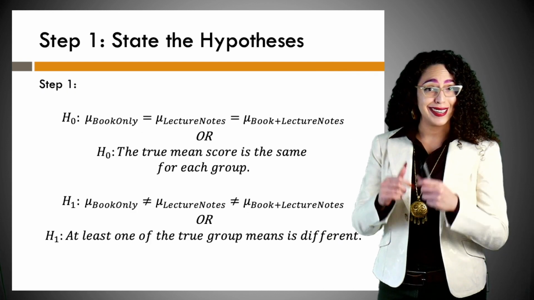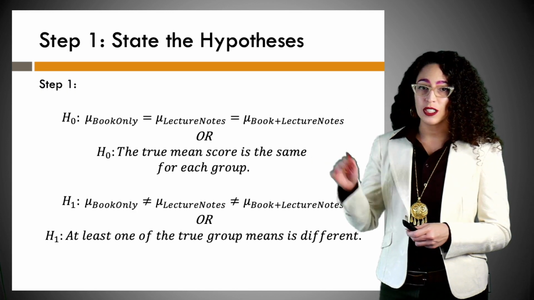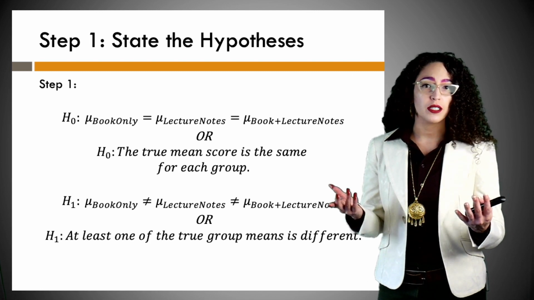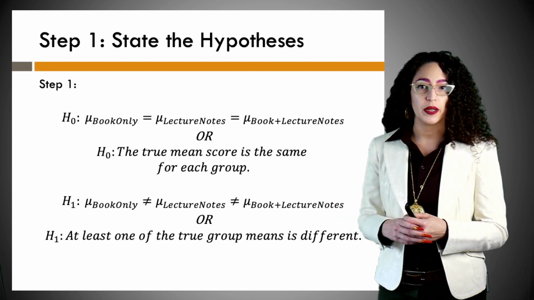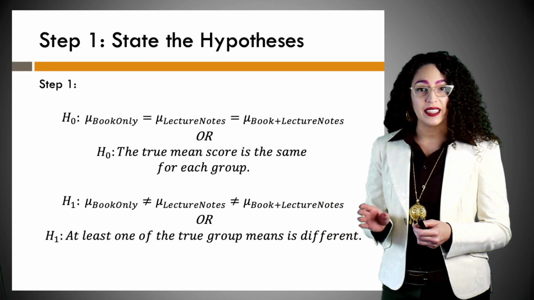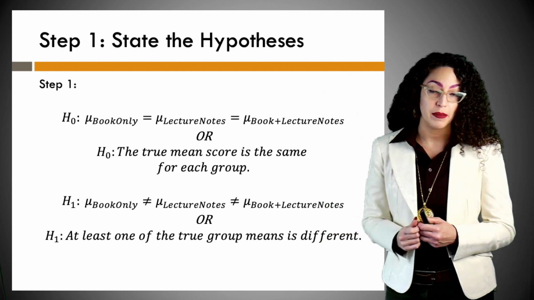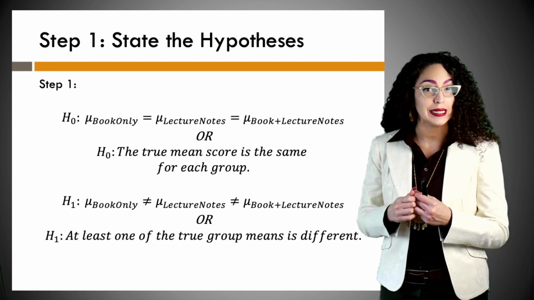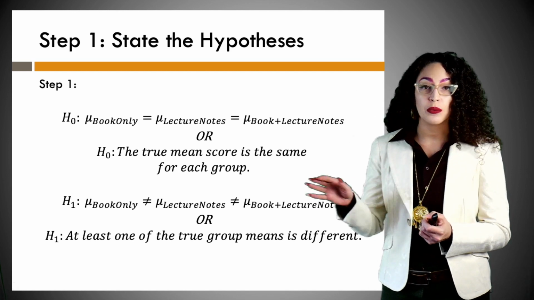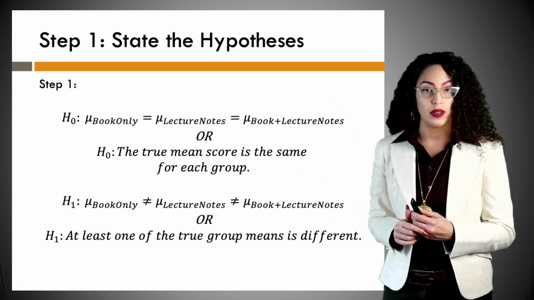Step 1, stating those hypotheses. So of course our null is just going to say that all the means are exactly the same. There is no difference between them. Our alternative is saying that at least one mean is different. That is a very important distinction. We're not saying all three are going to be different, just that at least one is different.